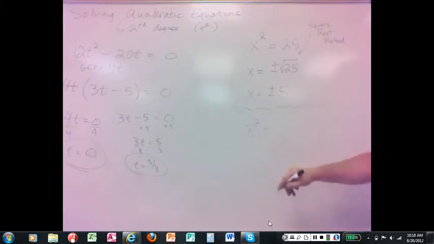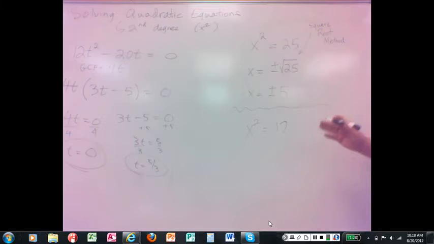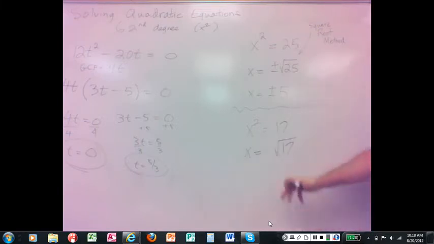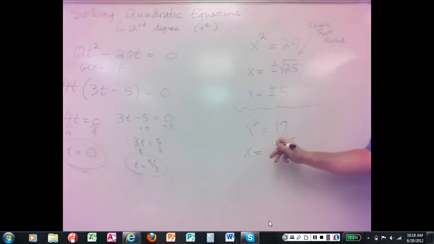let's just say 17? Well, that one doesn't square root as nicely, but the answers are similar, aren't they? What are the answers here? If I square root both sides, I get x is the square root of 17. What's the other answer, though? Minus square root of 17. So I put a plus or minus there, a condensed version. With me on that? Is that okay?